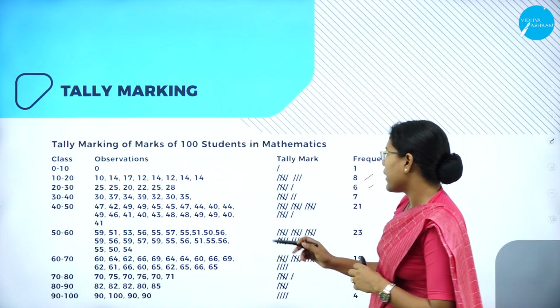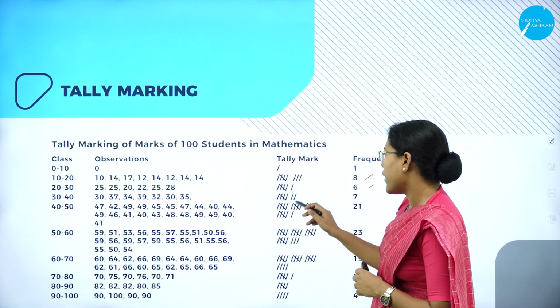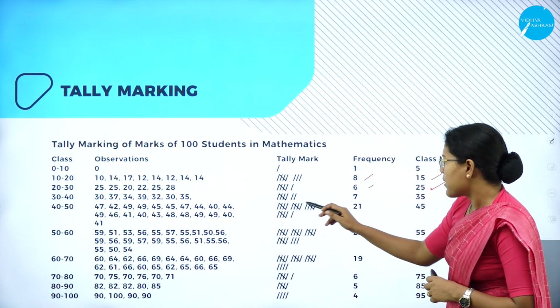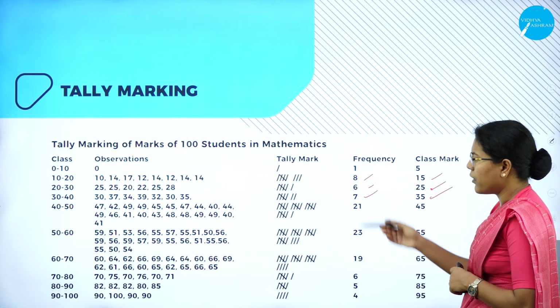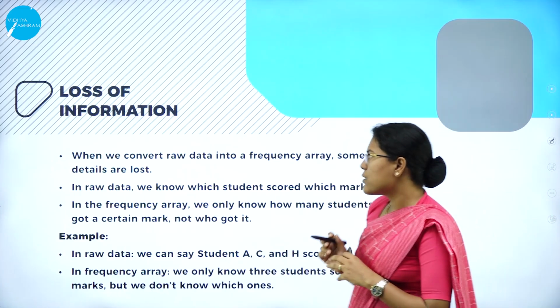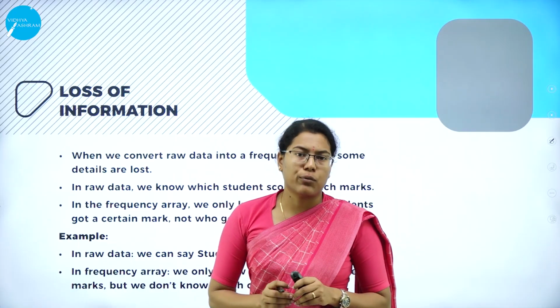So for 7, like 1, 2, 3, 4, 5, 6, then 7, and the frequency is 7. So the midpoint is 35. It follows like this. Let us know what is loss of information.